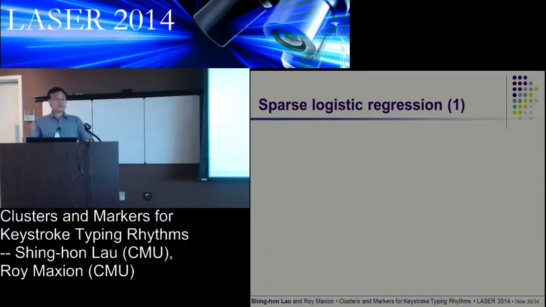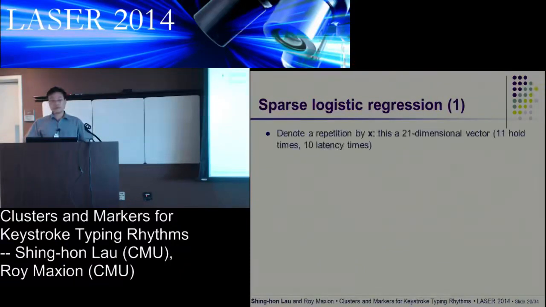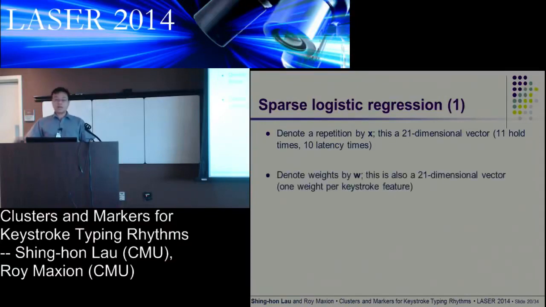So to describe what sparse logistic regression is doing, to give you a little bit of confidence that these weights are doing what I say they're doing, I'm going to need a little bit of notation. I'm going to denote a repetition by this bold-faced X. And this will be a 21-dimensional vector, because I have 11 hold times and 10 latency times concatenated together. I'll denote weights by a bold-faced W. This will also be a 21-dimensional vector, because I'll have one weight per keystroke feature. And it's critical that you understand the weights are chosen by the sparse logistic regression algorithm. These are not things that I input in. These weights are learned based on the data that you feed in.